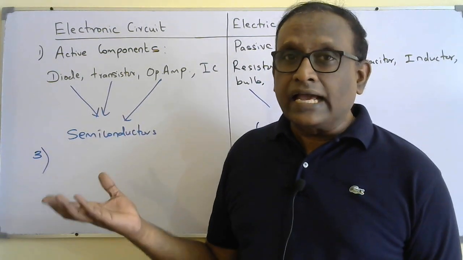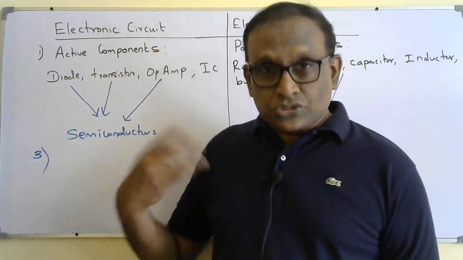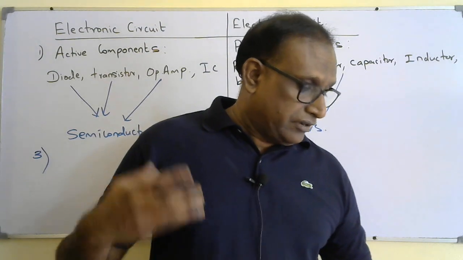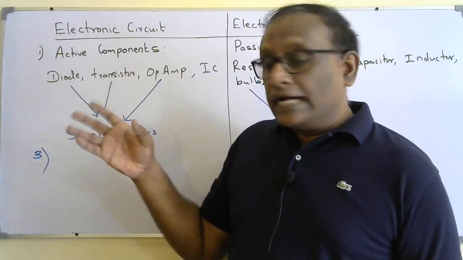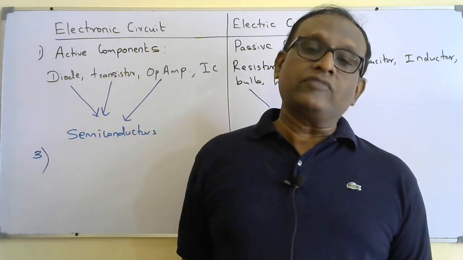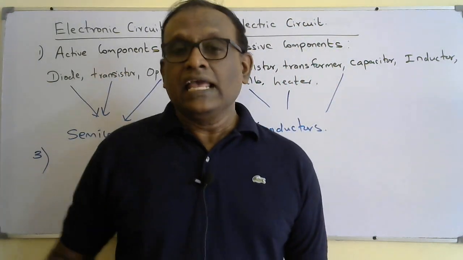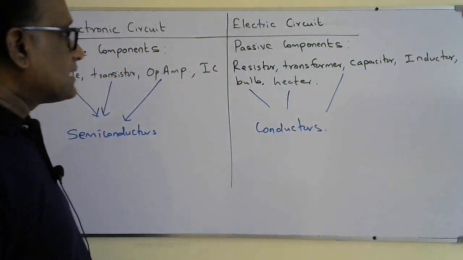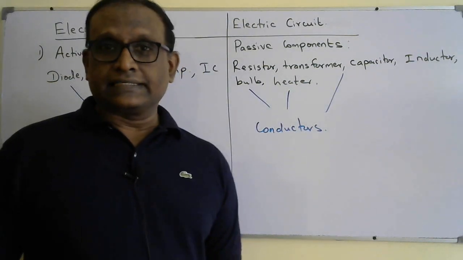I already told you that they are used in digital processing, amplification, switching, modulation, demodulation, then filtering. All these special types of functions are done by electronic circuits, right? So these are the three main differences between electric circuit and electronic circuit. Okay, so I told you that as a second difference, all these active components are made of semiconductors.